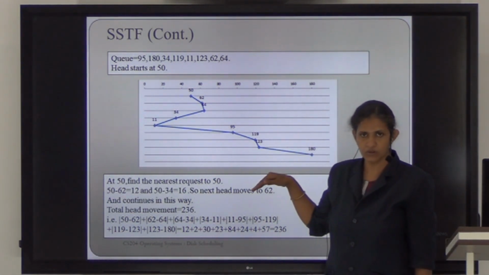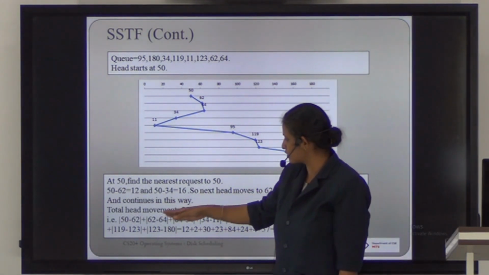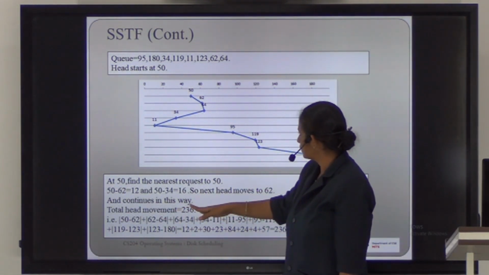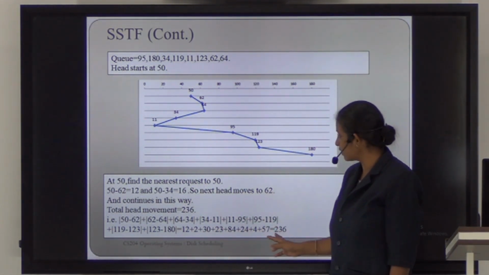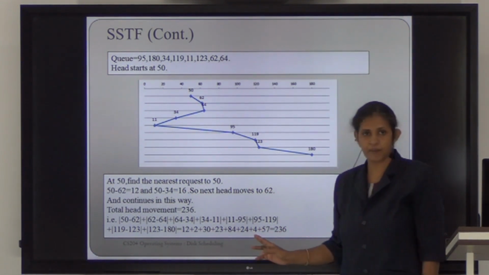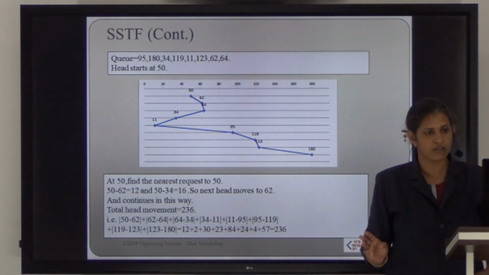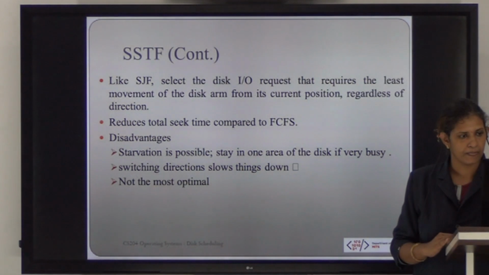In this case also, you have to find the seek time. For that, you take the absolute value of the movement and we get 236. See the difference: the seek time is considerably less compared with FCFS because it moves to the cylinder which is near to a particular point.